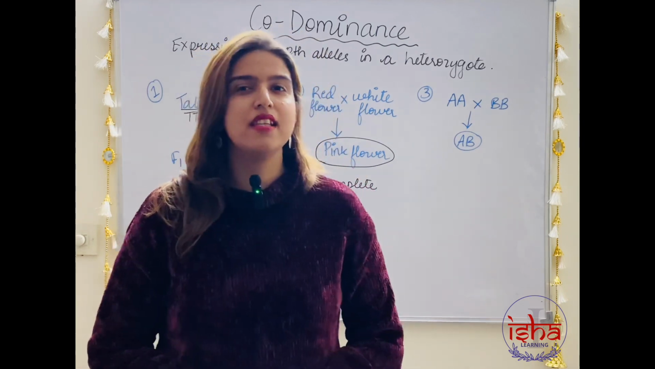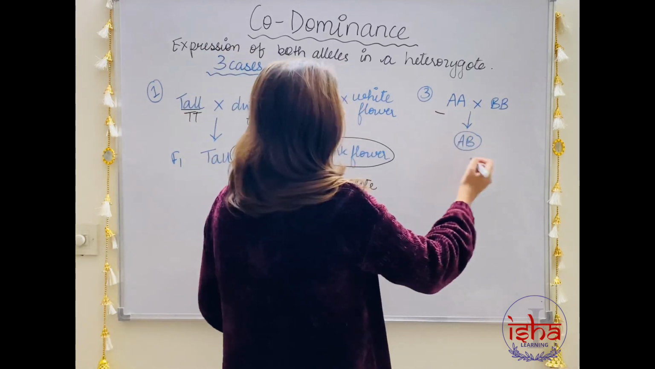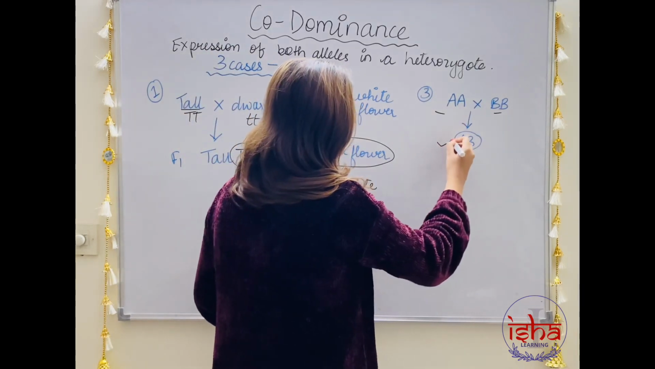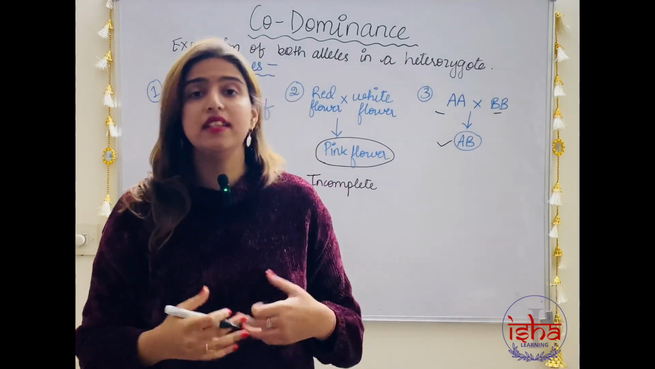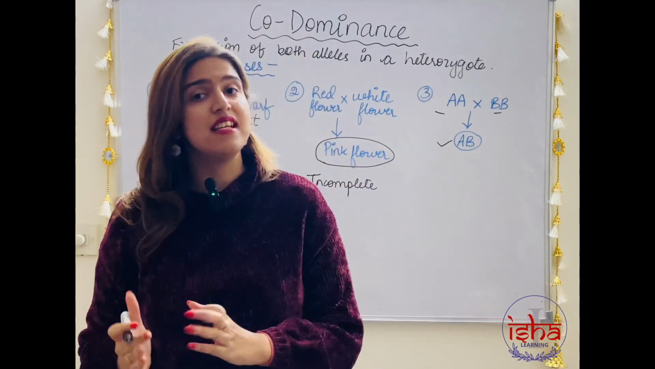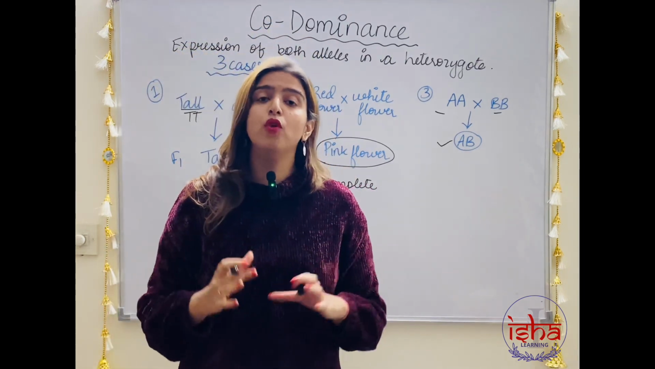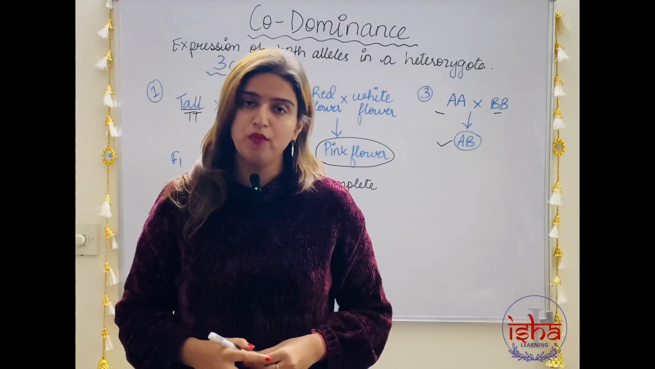The third case that we're going to look at today is when there is one allele and a second allele. In the offspring, both the alleles are present, but they are not going to get intermixed. They are also not going to show dominance and recessiveness. In fact, both will form their gene products and the phenotype will be a mixture of both.